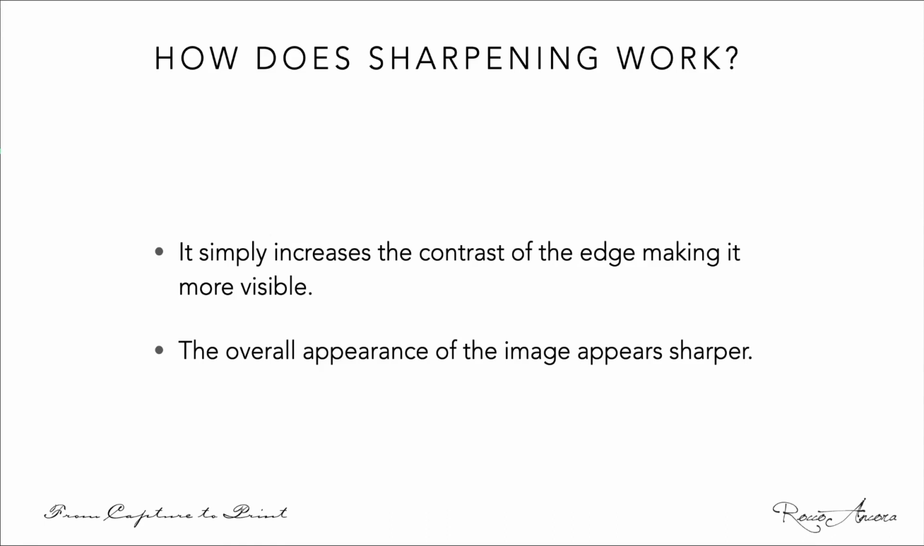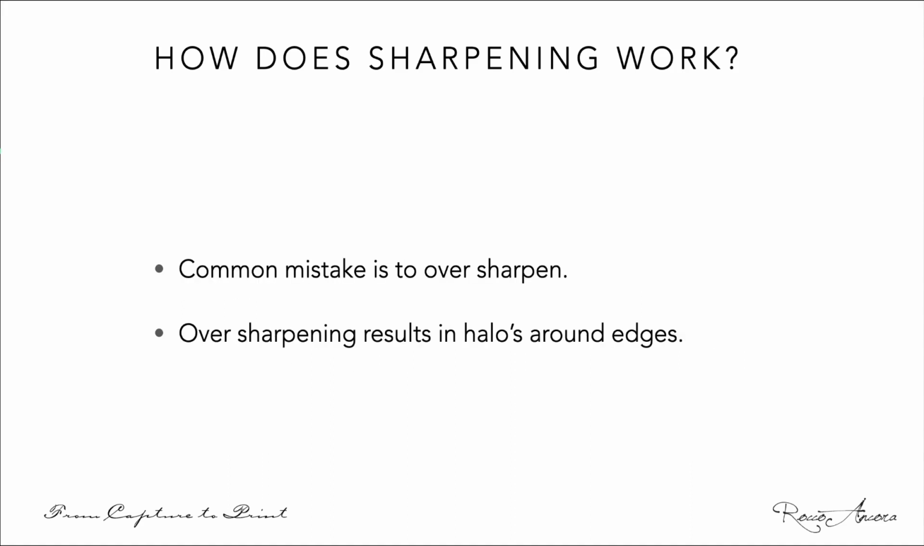So how does sharpening actually work? Well, the image doesn't actually get sharper. All we're doing is increasing the contrast of the edges and making those edges more visible. As a result of that, the overall appearance of the image does appear sharper. Now, the most common mistake you can make, especially at the output stage, is to over sharpen.